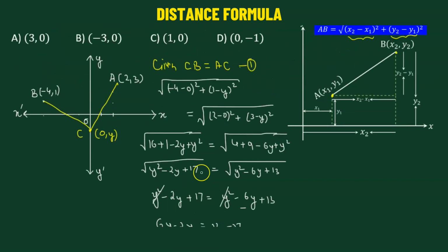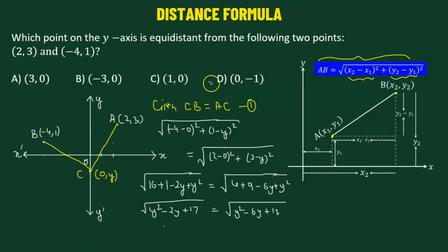So that means our coordinate point will be 0, -1. So this is the point which is going to be equidistant from the point A 2, 3 as well as from point B -4, 1.